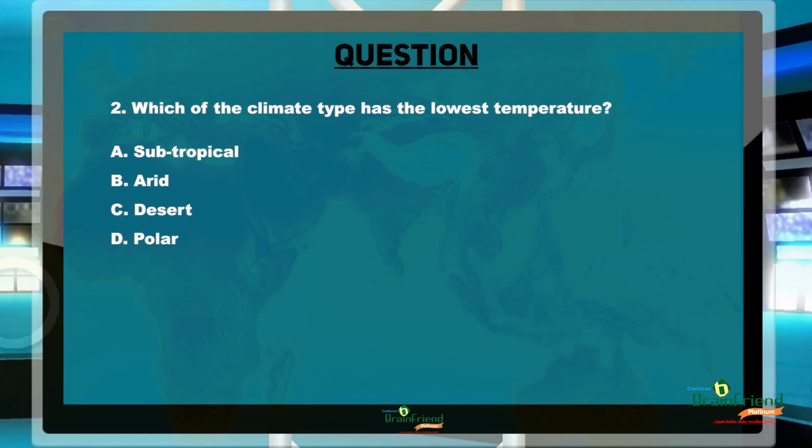Question 2. Which of the climate type has the lowest temperature? A. Subtropical, B. Arid, C. Desert, or D. Polar? The correct answer is D.